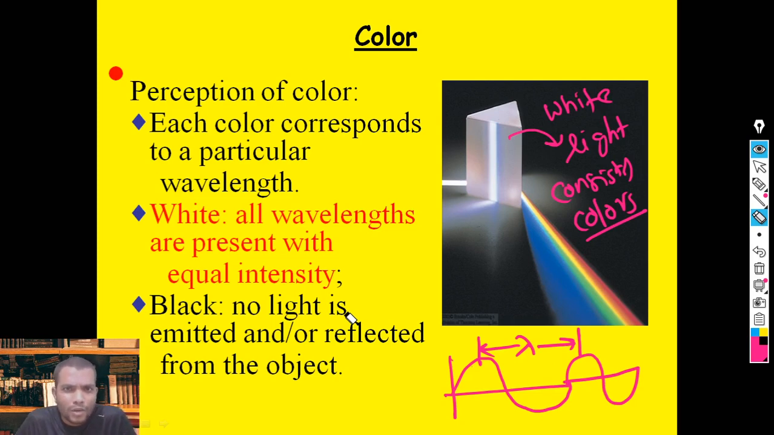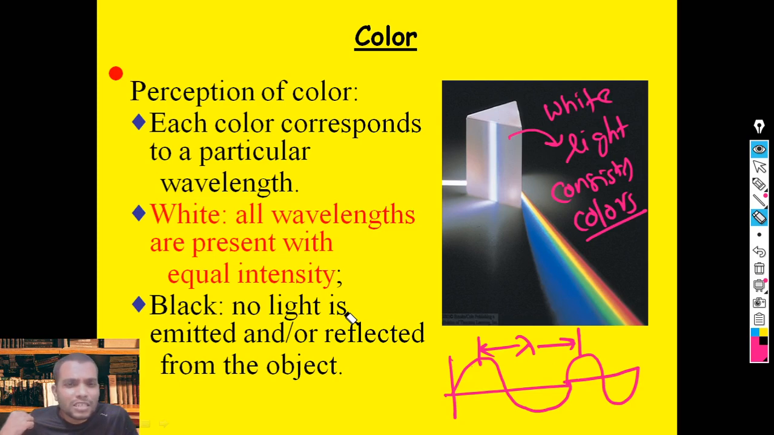Suppose you are looking at a green leaf. Take a green leaf which appears green in color. If the leaf is green, we will say that the leaf is absorbing all colors which are present in the light, but it is only emitting, giving back, green color. So that's why it appears green.